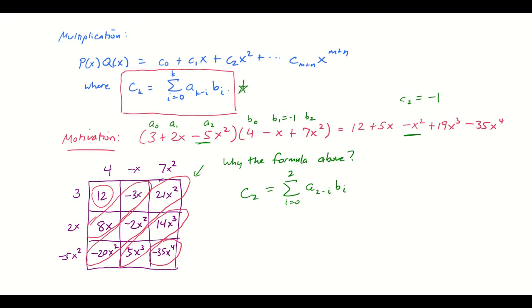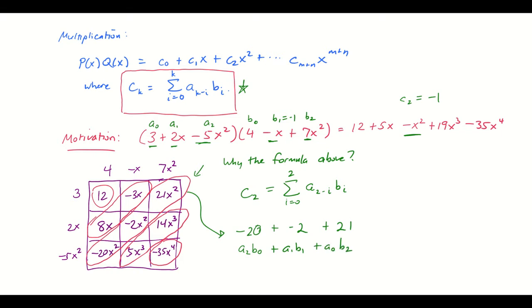Well, for our second degree term in the product, what did we have? We had negative 20, that's part of the coefficient, and then plus negative 2, and then plus 21. And where did each of those come from? The negative 20 came from 4 times negative 5. That was a sub 2, b sub 0. The negative 2 was 2 times negative 1, I believe. That was a1, b1. And then the 21 was a0 times b2.